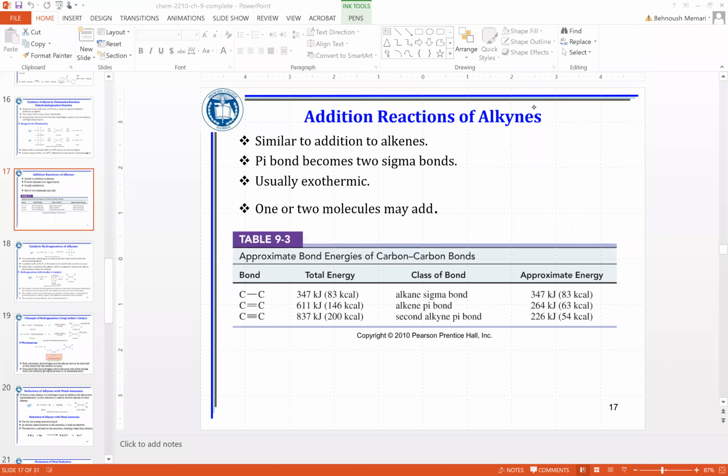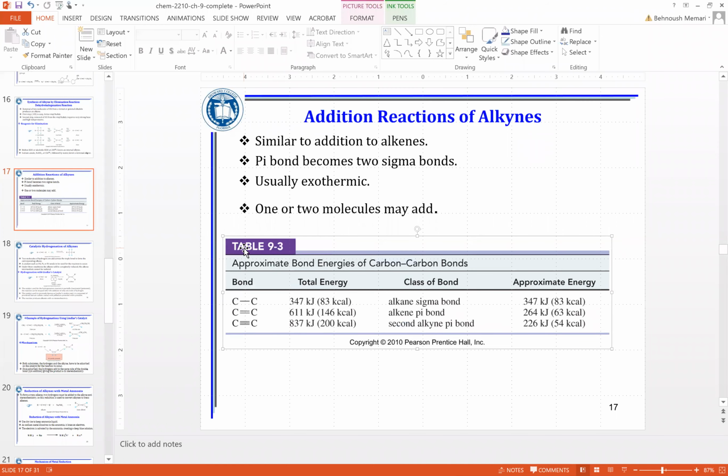Reactions of alkyne, or addition reactions of alkyne: when you have a carbon-carbon triple bond, you have one sigma bond and 2 pi bonds. So you can break one of these pi bonds and add 2 sigma bonds, or you can break both pi bonds and add 4 sigma bonds.